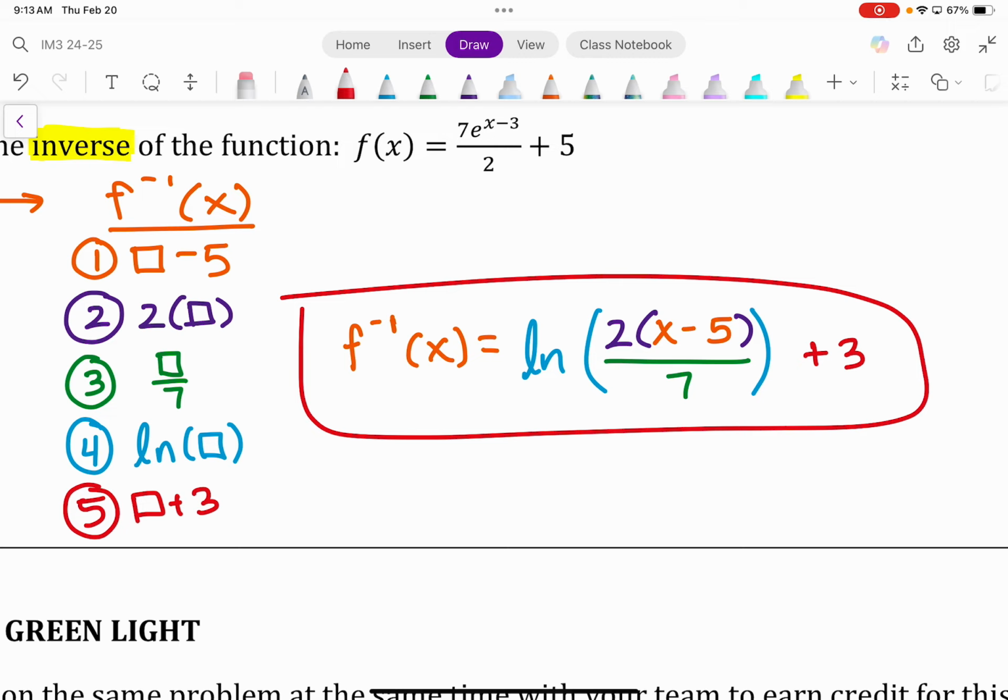You can see that you just got to follow the steps. I think the hardest part is identifying the inverses. So anytime you see e, don't forget the opposite of e is the natural log, right? Natural base, natural log, same thing. You start with natural log, go to natural base.